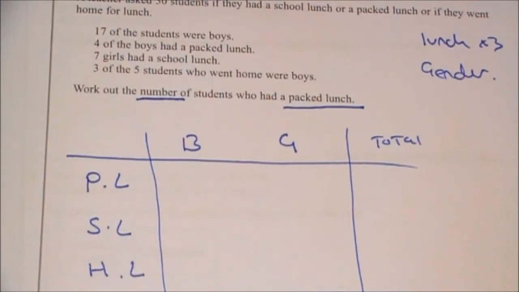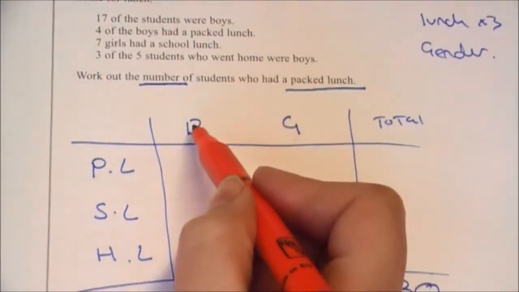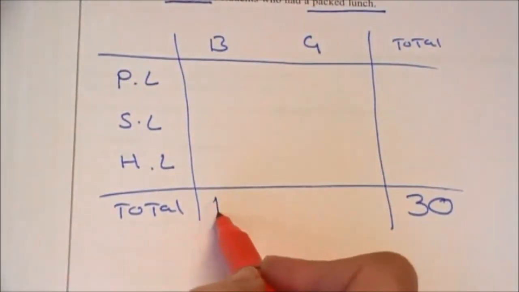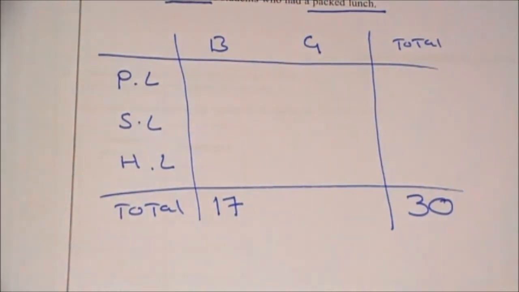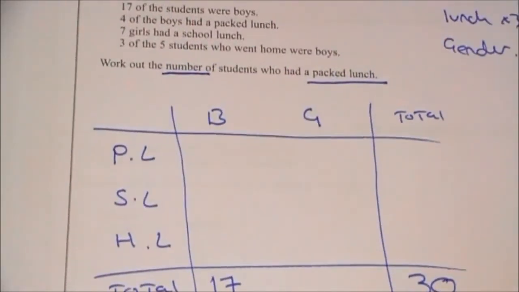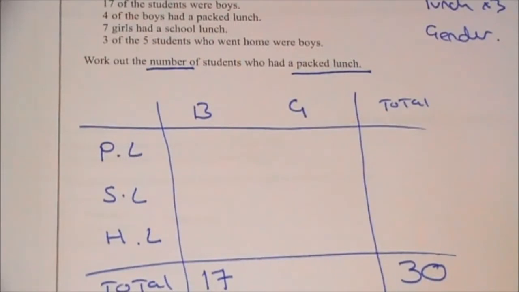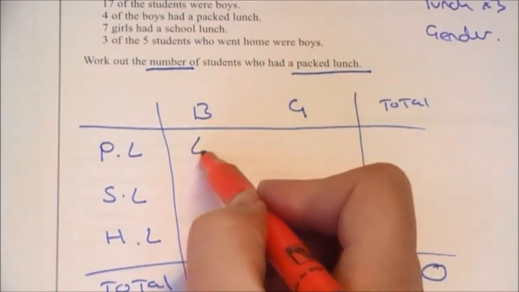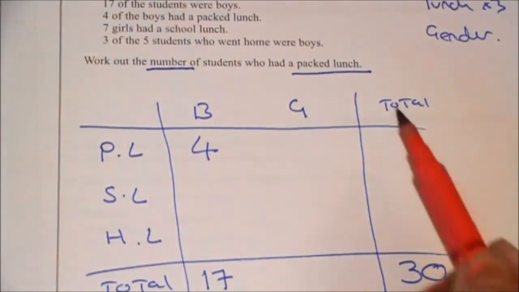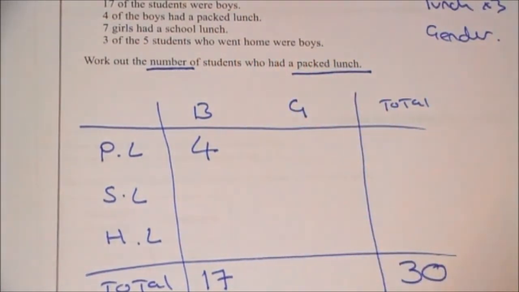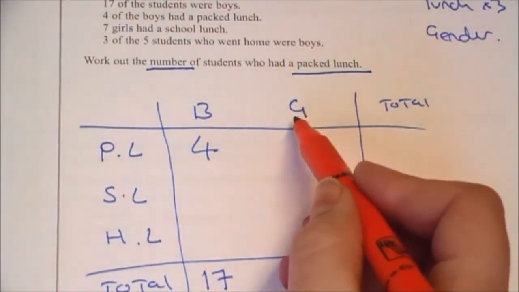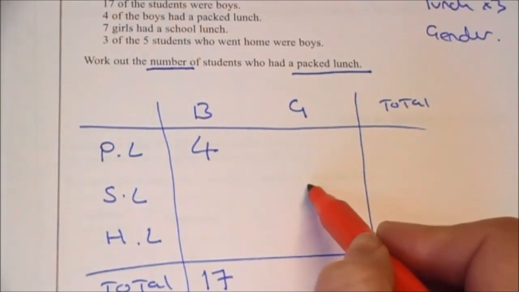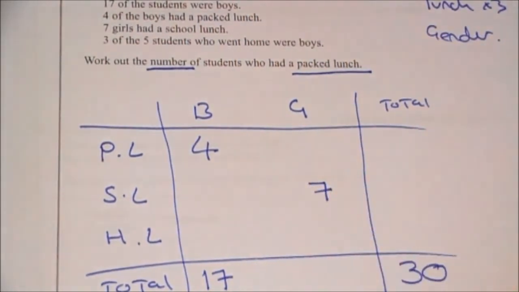Now I can quite easily place my other information in this grid. So 17 of the students were boys. Boys, all together, 17. 4 of the boys had a packed lunch. Boys, packed lunch, 4. 7 of the girls had a school lunch. Girls, school lunch, 7.